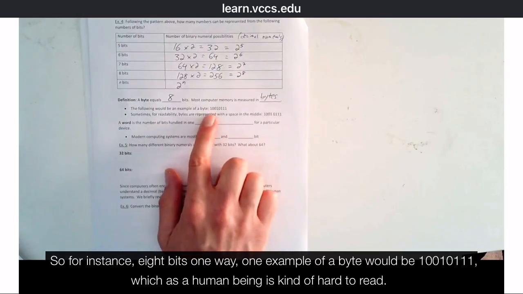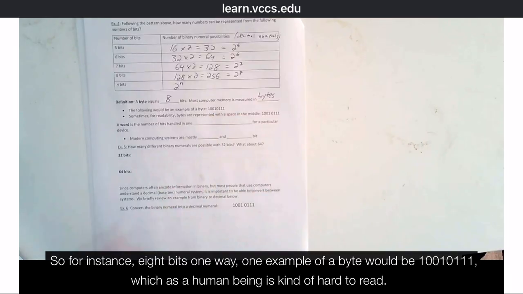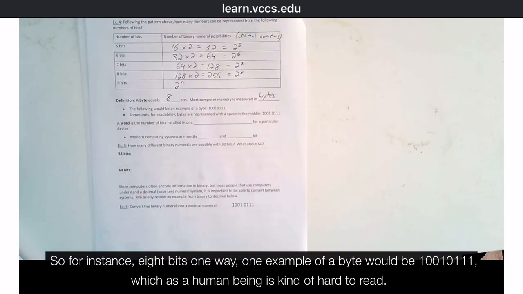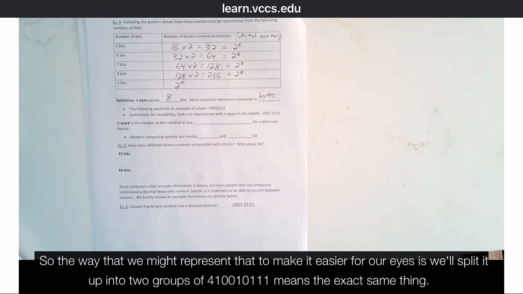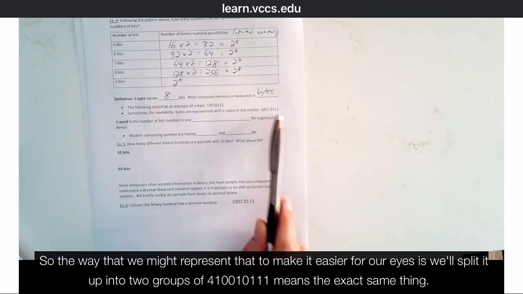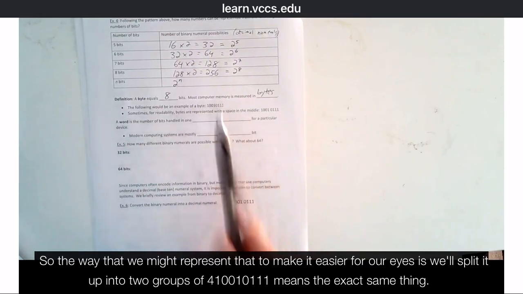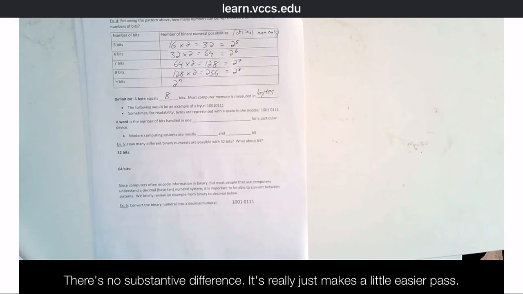So, for instance, 8 bits, one example of a byte would be 10010111, which as a human being is kind of hard to read. So the way that we might represent that to make it easier for our eyes is we'll split it up into 2 groups of 4, 1001, 0111. It means the exact same thing. There's no substantive difference. It just makes it a little easier to parse.